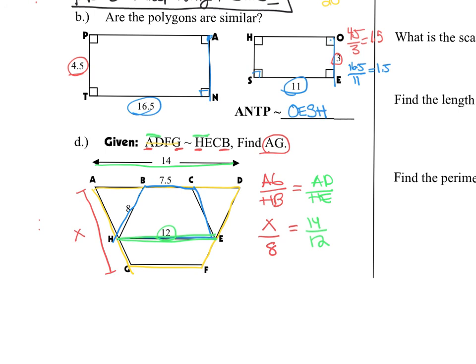And so now I can solve this proportion to figure out what X is. I'm just going to do that by cross multiplying. So cross multiply, I'm going to have that 12x is equal to 112. And if I divide that out, then x is going to equal approximately 9.3, which is what we were trying to find right here. And so this measurement here is approximately 9.3.